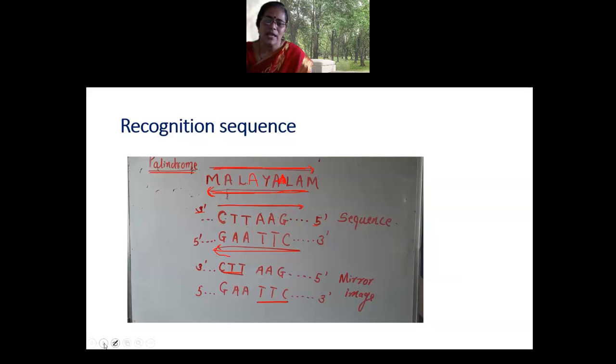So as soon as the endonuclease enzyme enters into the cell and cuts the DNA, the recognition sequence is recognized by the enzyme. That's why it is called the recognition sequence. What is the meaning of that recognition? The sequence is recognized by the endonuclease enzyme.